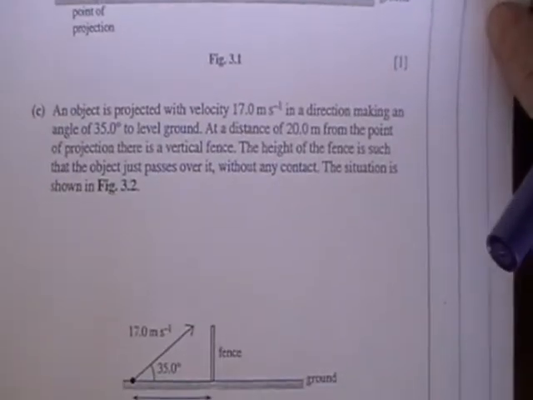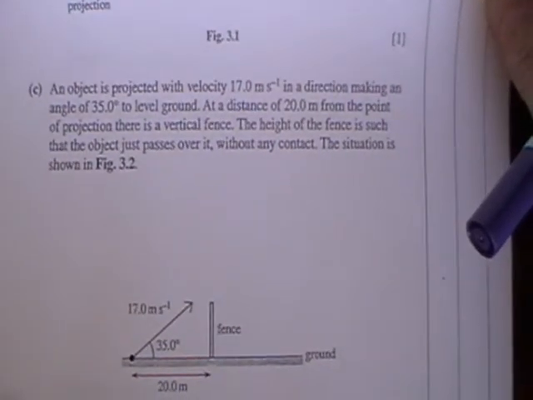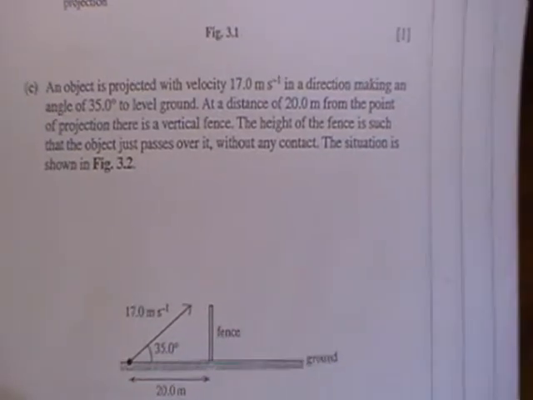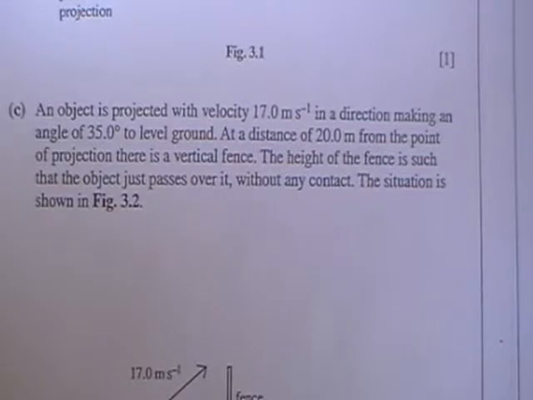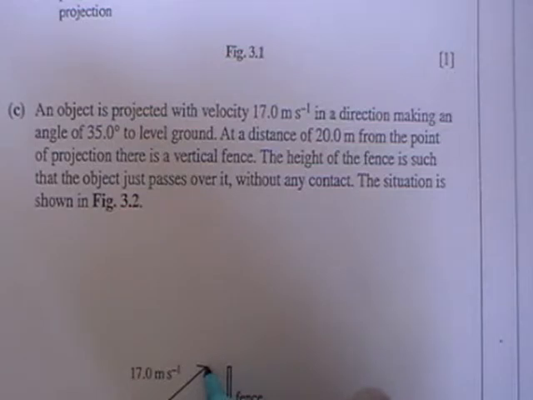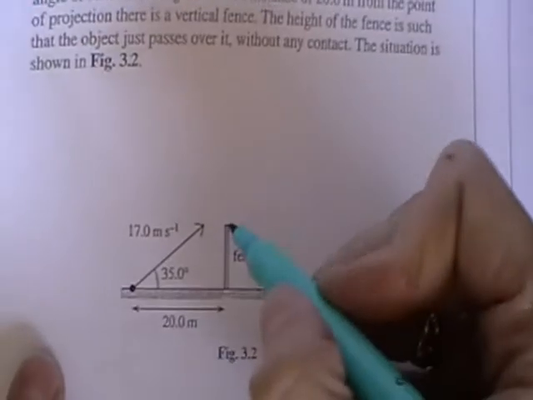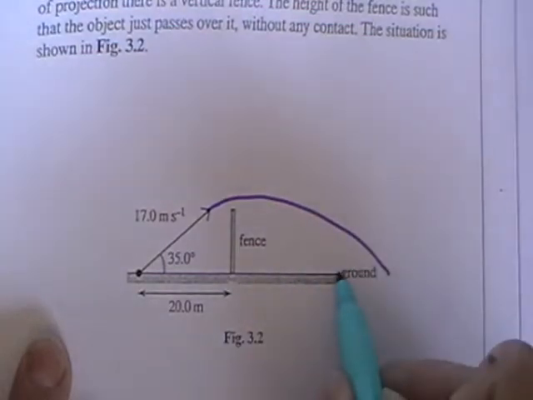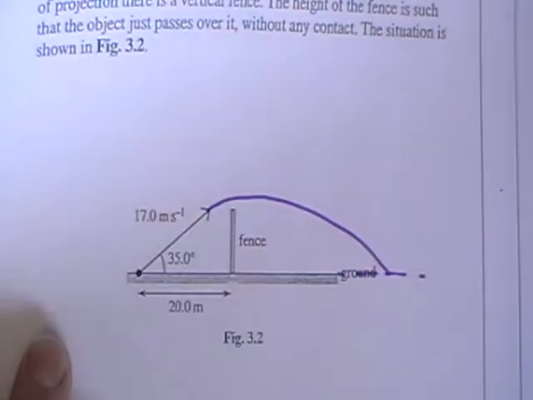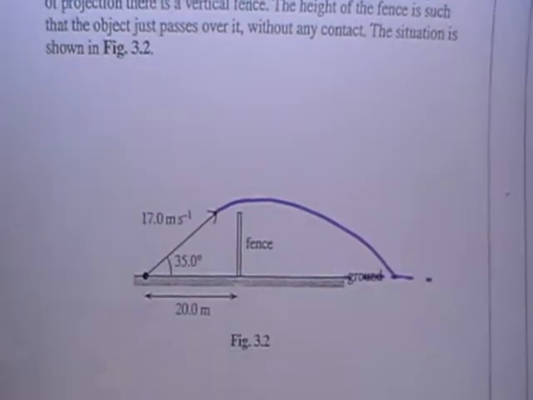Part C, an object is projected with a velocity of 17 meters per second in a direction making an angle of 35 degrees to level ground. At a distance of 20 meters from the point of projection, there is a vertical fence. The height of the fence is such that the object just passes over it without any contact. The situation is shown below, and I'm just going to continue it there, like that. Okay, so it just passes over it without any contact.